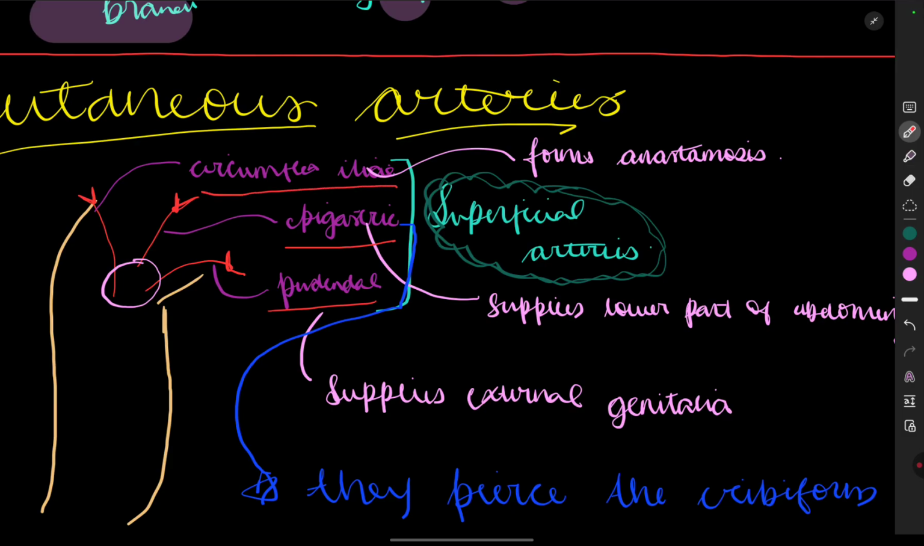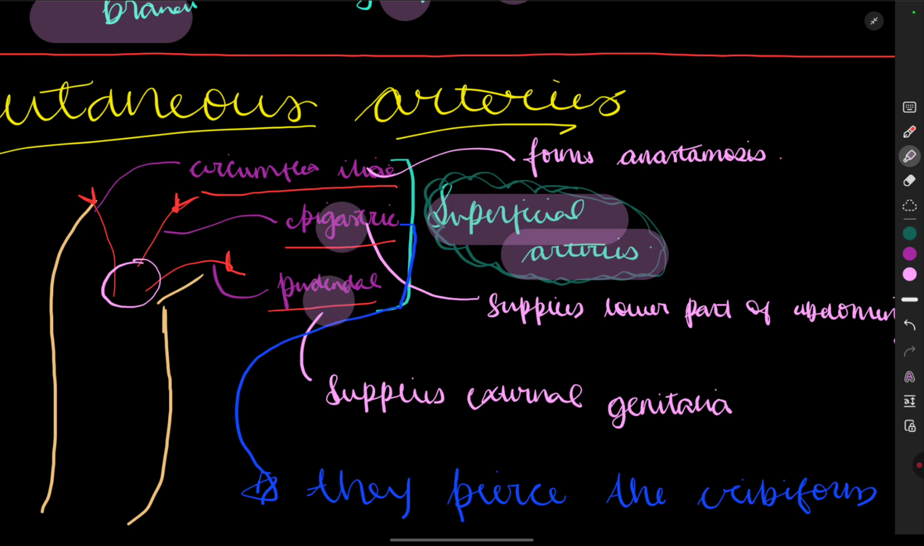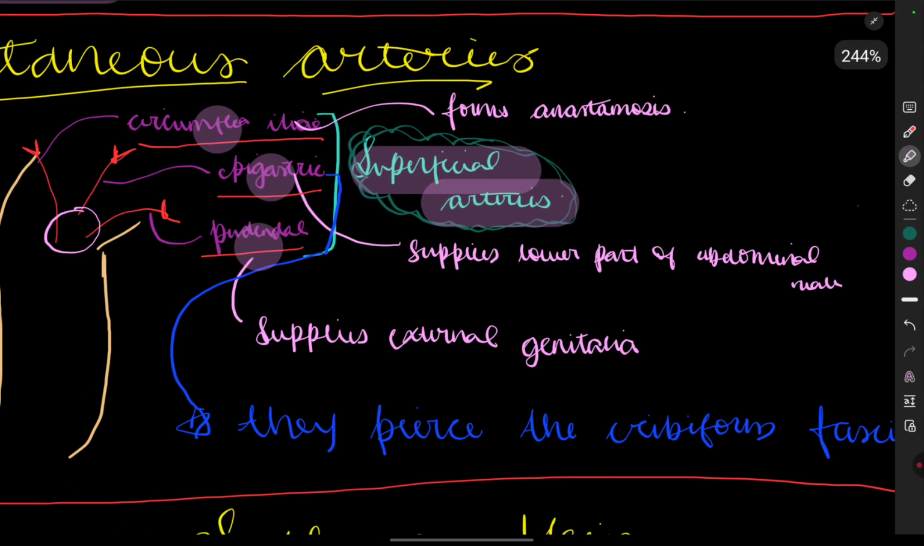All right, and remember, these are the superficial arteries, because we are studying the superficial fascia. It is very much obvious that these are the superficial or the cutaneous arteries. Okay, so it is the superficial pudendal artery, superficial epigastric artery, and the superficial circumflex iliac artery. So what does it do? The pudendal artery, it supplies the external genitalia.